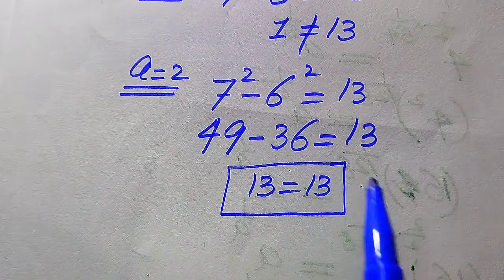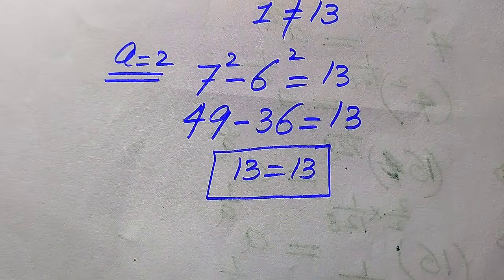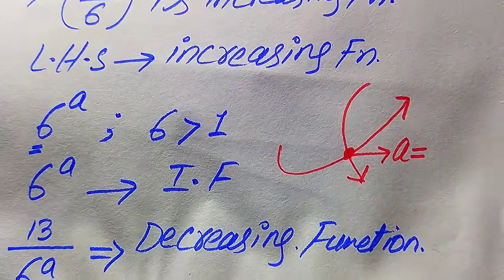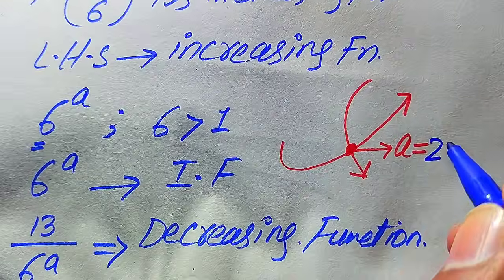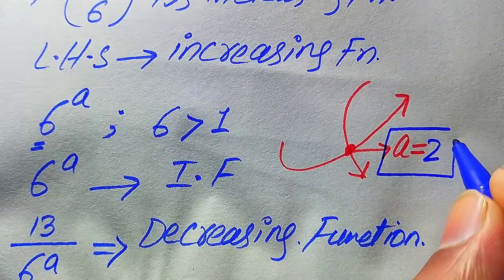So this shows that both sides are equal. It means that the value a equals 2 satisfies our given question statement. And we finally conclude that the point of intersection, that is a, is equal to 2. So this is our final answer to this question.